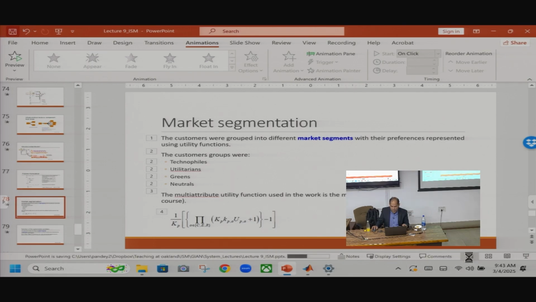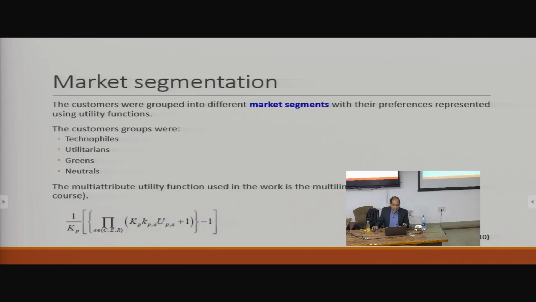So no issues there. Okay, and then so basically you see this is a three attribute problem. We have cost, environmental impact, and reliability. So for each customer type, we will do three different single attribute utility function assessments, and then also there are scaling constants associated with each attribute.